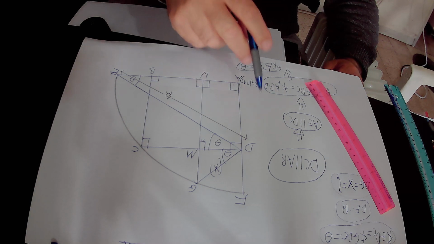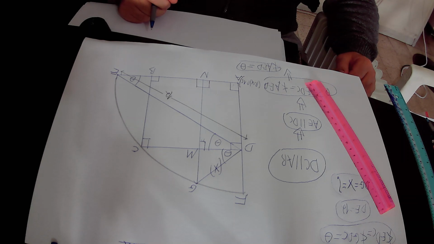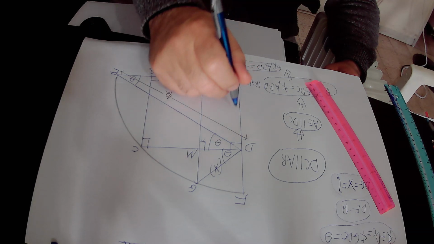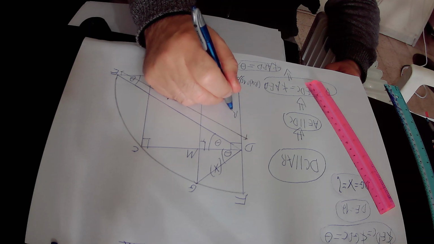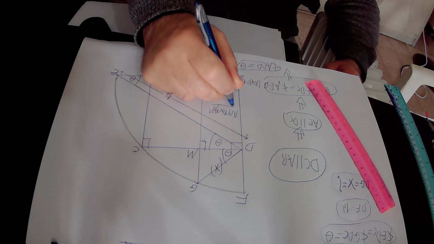So inside quadrilateral DMAN, we have 4 right angles. And we know that any quadrilateral that has 4 right angles must be at least a rectangle, if not a square. So we relate to this quadrilateral DMAN as a rectangle, because it has 4 right angles.